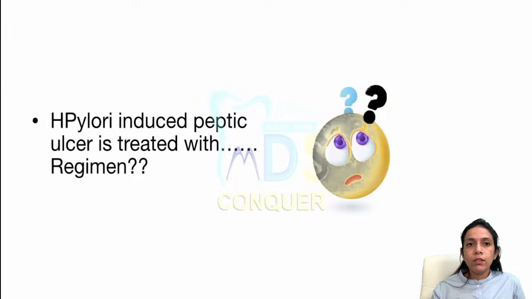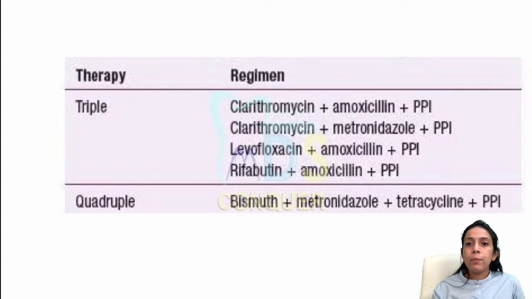What is a regimen that you give for H. pylori? Very good. It's a CAP regimen. CAP regimen includes clarithromycin, amoxicillin and the PPIs. That is a very important regimen.